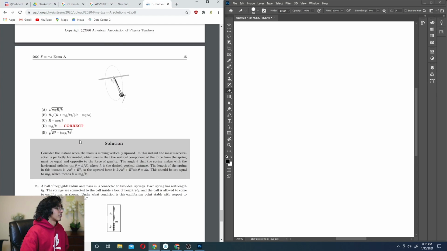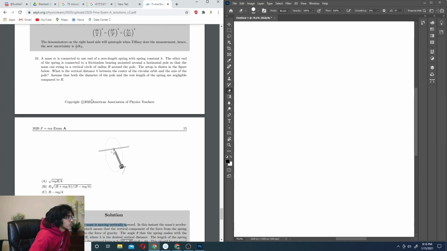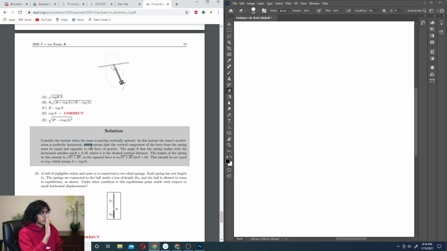But let us figure out how these ones work. So consider the instant when the mass is moving vertically upward. In this instant, the mass acceleration is perfectly horizontal. Wait, what? Why? Isn't there downward gravity? Isn't this vertical, right? Okay. Oh, so when it's on the edge of its... Oh, that's so big brain, dude. What the heck? Oh, that makes sense.